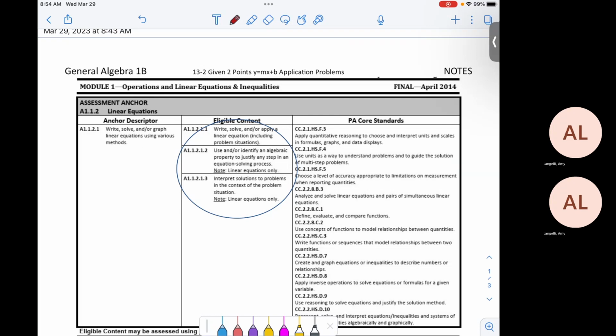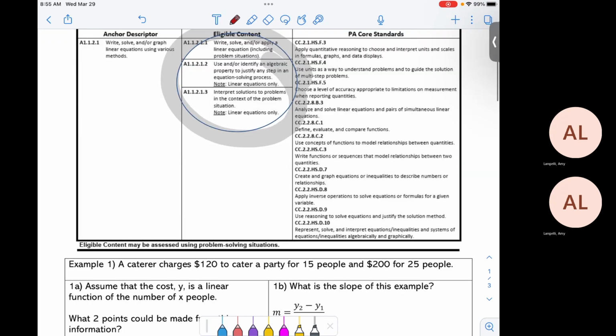Welcome to section 2 of chapter 13, which is a made-up chapter in Algebra 1. It's called the Get Ready for Keystones chapter. So you can see that we have our eligible content for our keystones. We have to be able to make a y equals mx plus b out of any given information. So let's take a look at our examples.